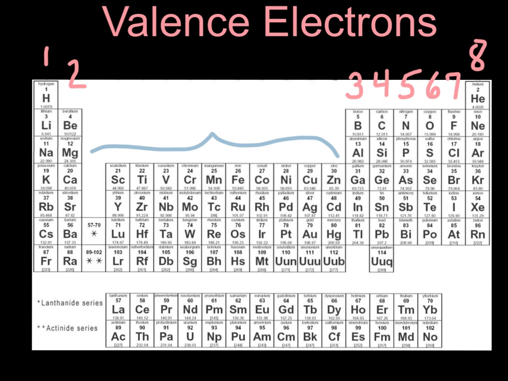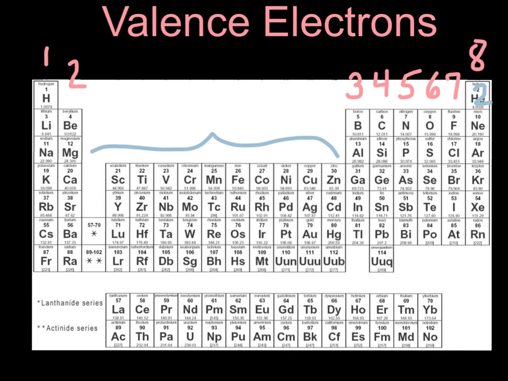The one exception to this is helium. Helium will only have 2 valence electrons because it only has 2 electrons total. So again, to determine the number of valence electrons, all we do is look at which column the element is located in. So for example, magnesium has 2 valence electrons because it's in column 2.